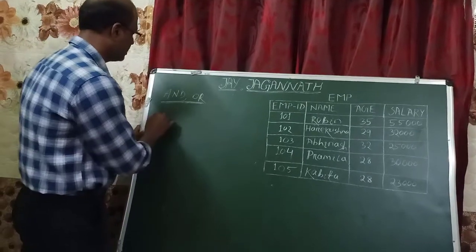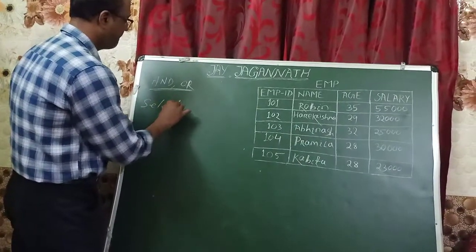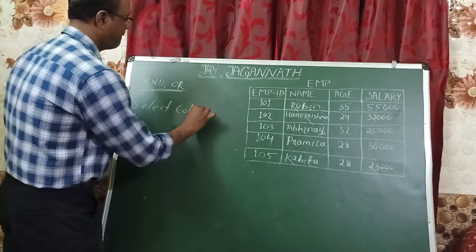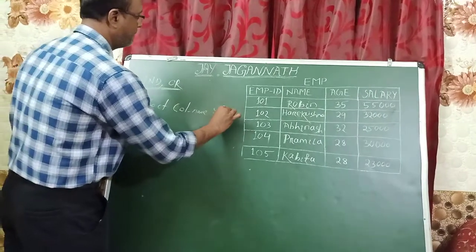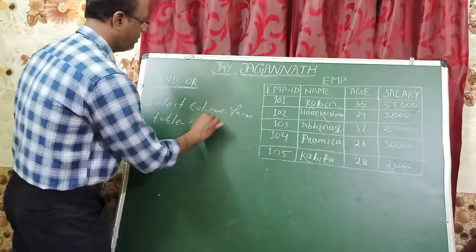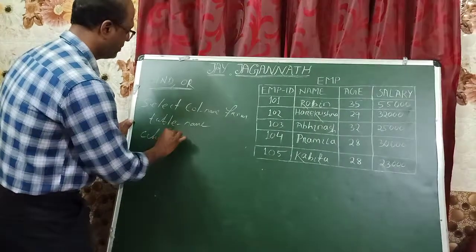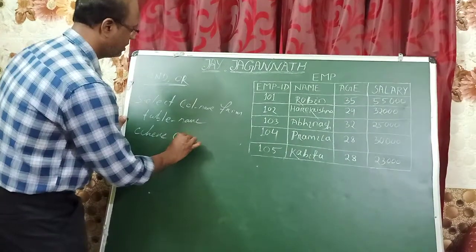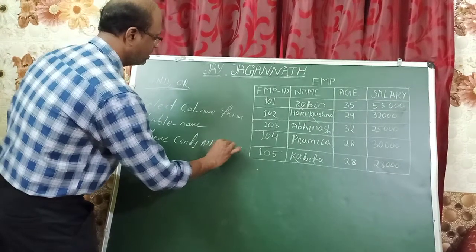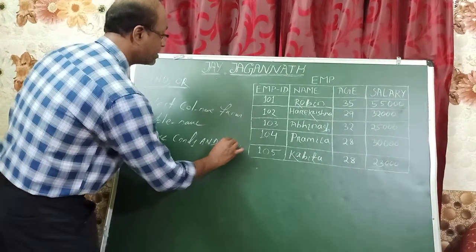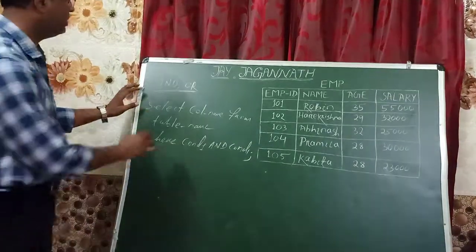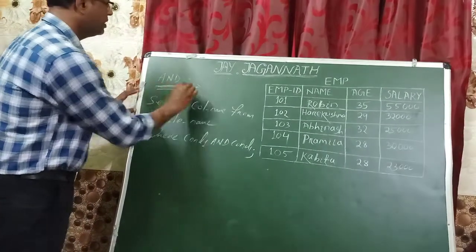Suppose there are two conditions. Select star, or select column name, from table name where condition 1 and condition 2. This is the syntax of using the AND operator. So in this way, this is the syntax.